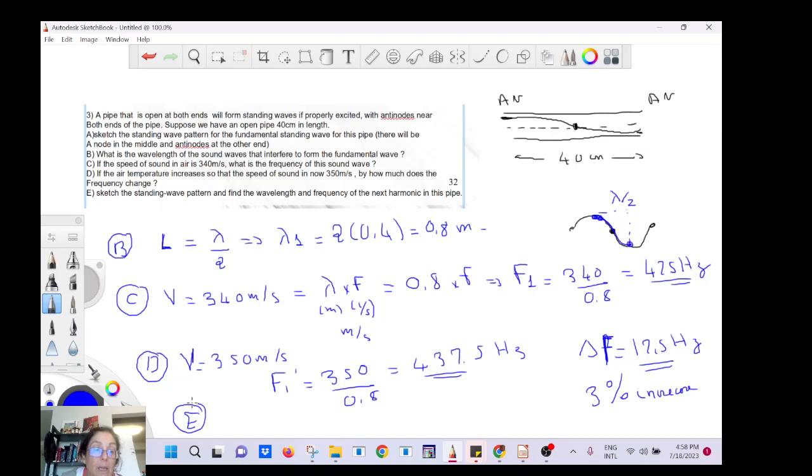E, next harmonic. So for the next harmonic, you still want to have antinodes at both ends, but now you want 2 nodes, right? Here you had only 1 node, and now you have 2 nodes and 2 antinodes. So you want to start from here, and then it's very hard to draw, but start from here. That's your node. And then go up and there. So 1, 2, 3 antinodes and 2 nodes. So you have 2 nodes here.